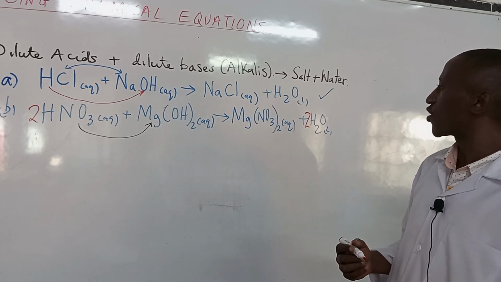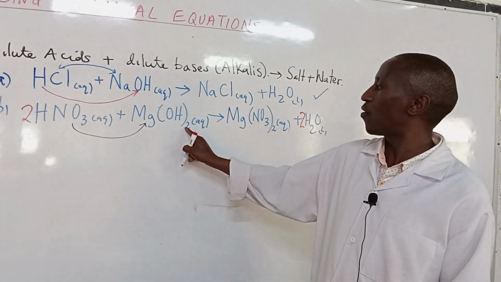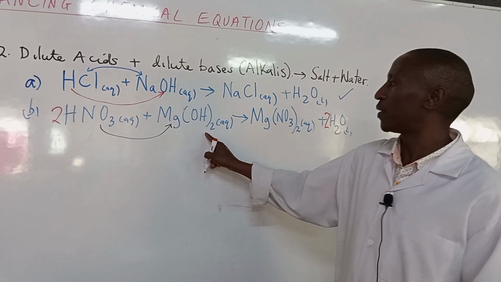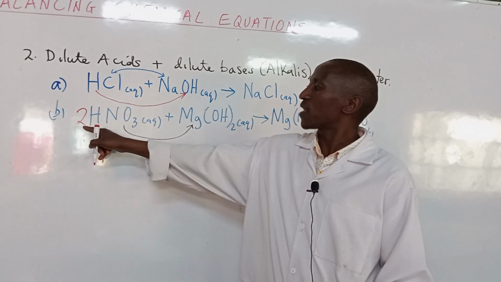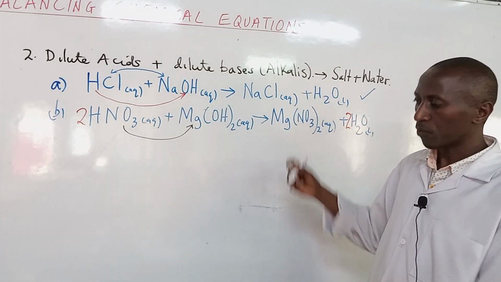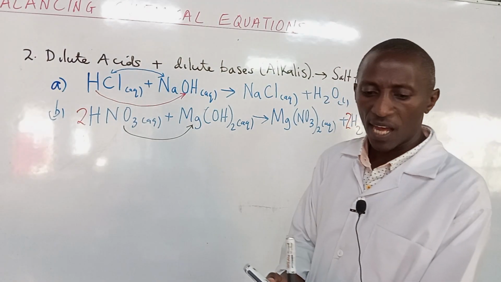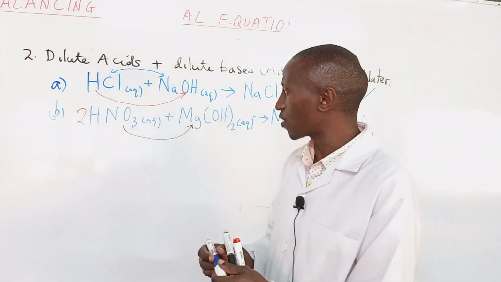What about the oxygens? On the product side, we have 2. Here on the reactant side, we have 2. I have not taken time to count on the nitrate because wholesomely, the 2 nitrates were taken away by the magnesium. Number C, we look at sulfuric acid reacting with sodium hydroxide.